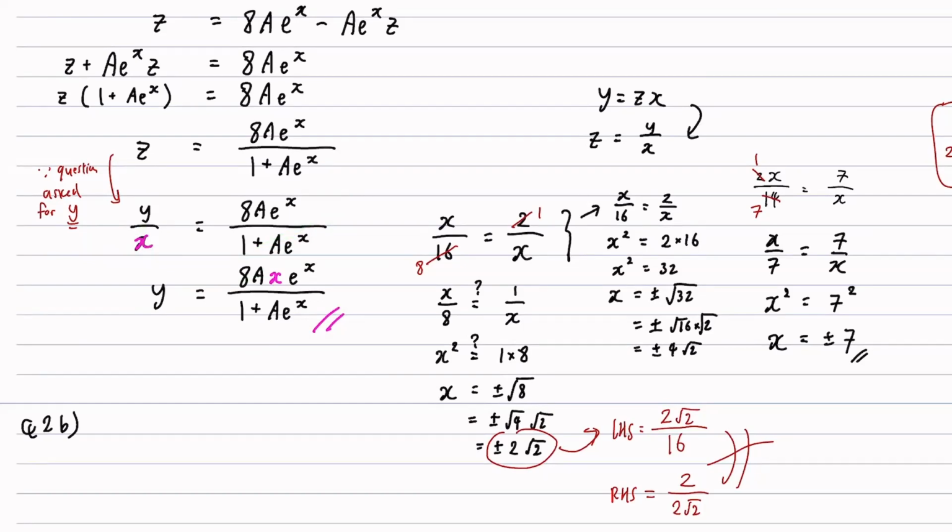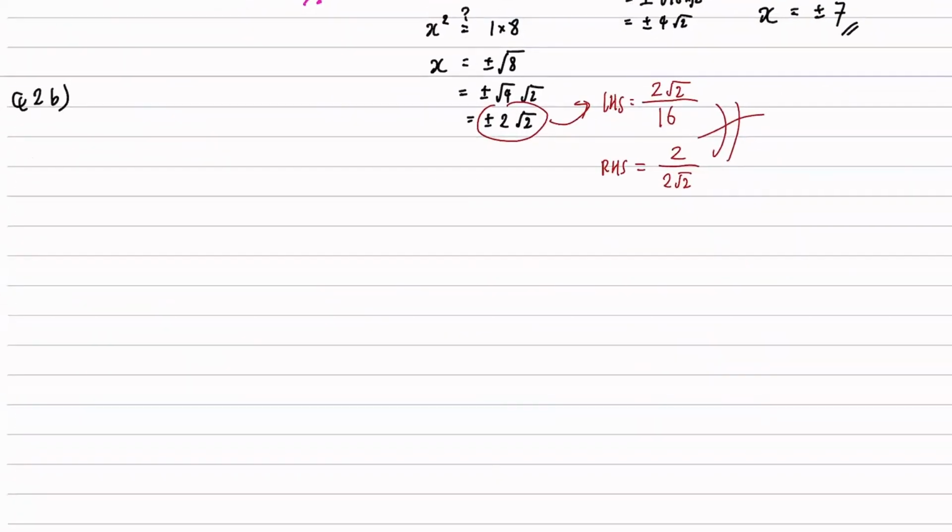Question 2b: a certain species of bird with a population of size n thousand at time t months satisfies the differential equation d²n/dt² = e^(-1/4 t). Let me just copy down the equation first. This one is an easier question. You don't need to come up with the equation on your own. They just want you to integrate.